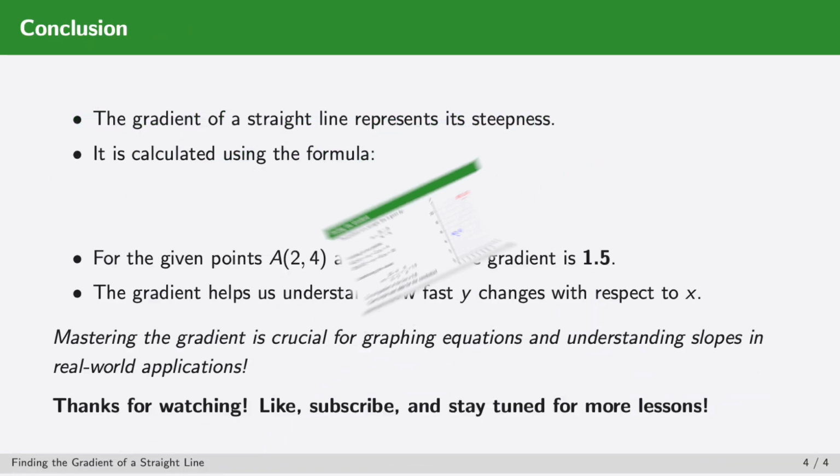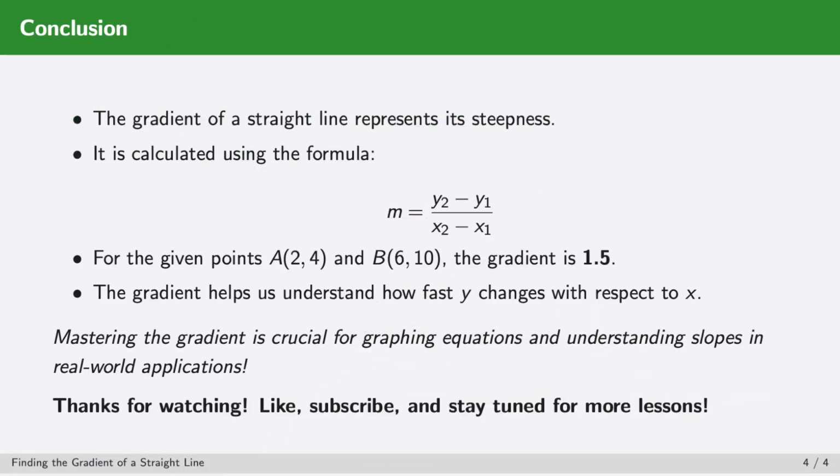To summarize, the gradient of a straight line tells us how steep the line is. It is found by dividing the change in y by the change in x. For the points A at 2, 4 and B at 6, 10, the gradient is 1.5. This concept is essential in graphing equations, measuring slopes, and solving real-world problems involving rates of change.